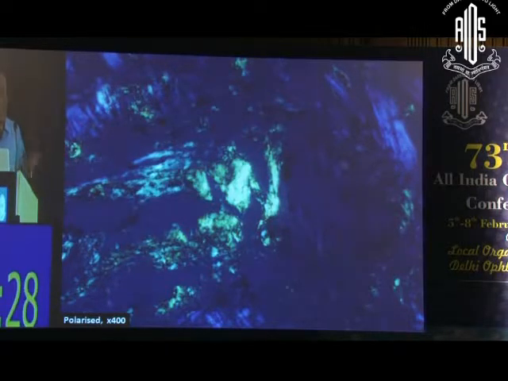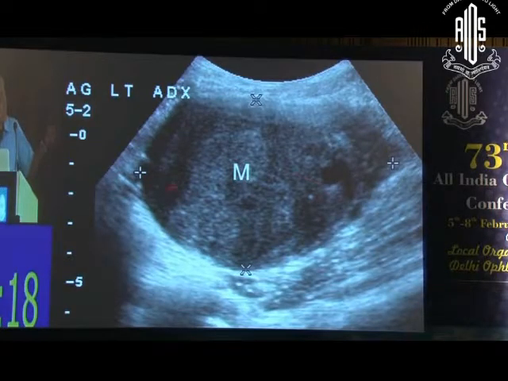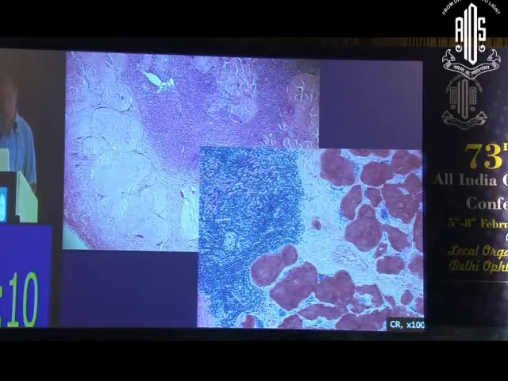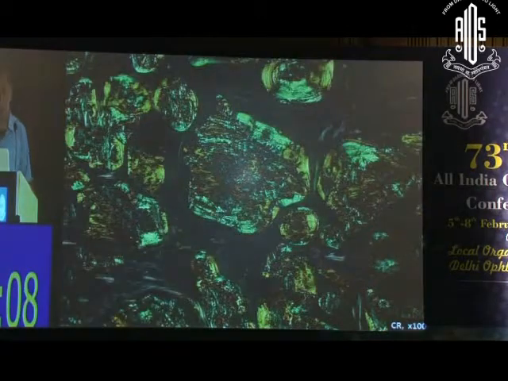Now, when we looked into the history of this lady, what we found is that she was infertile. So we did an ultrasound of the pelvis, and we found bilateral ovarian masses. Oophorectomy was done, and this is what it showed. Nodular amyloid deposits, which were again Congo red positive, and apple green birefringence under polarized light.